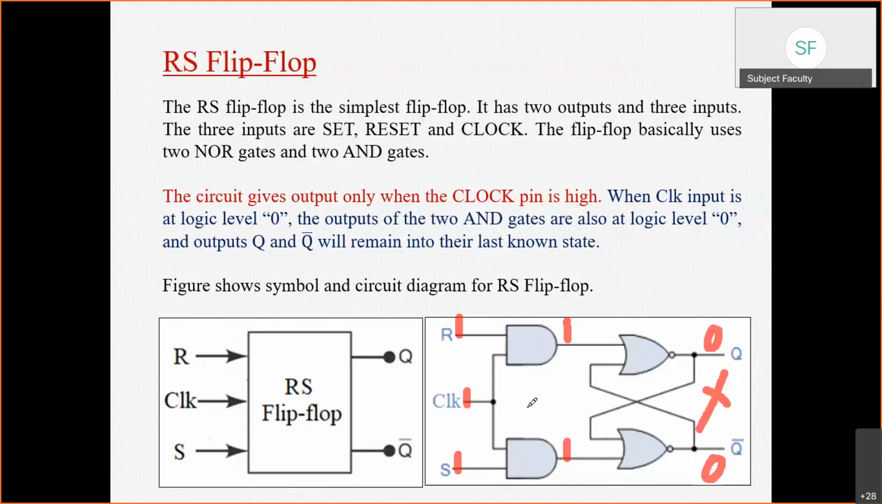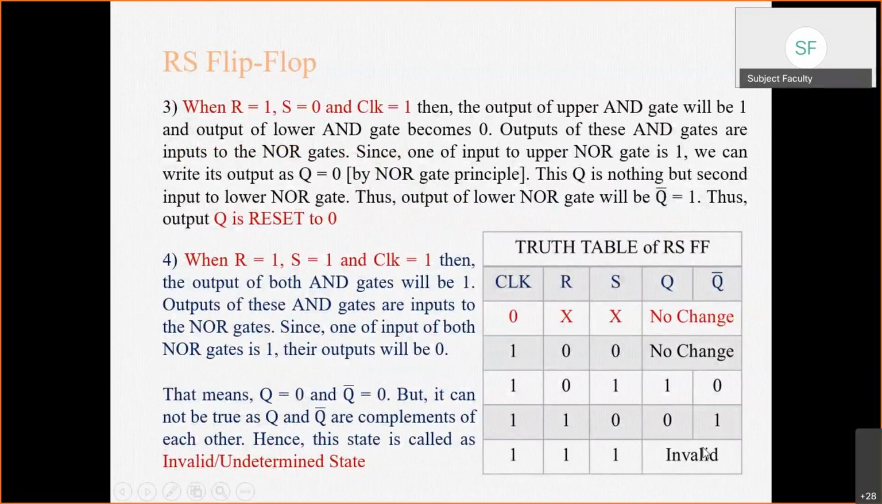That's why the fourth case, that is, when R equals 1 and S equals 1, this state is nothing but an invalid state. So this last state is an invalid or undetermined state. So this is regarding the RS flip-flop.